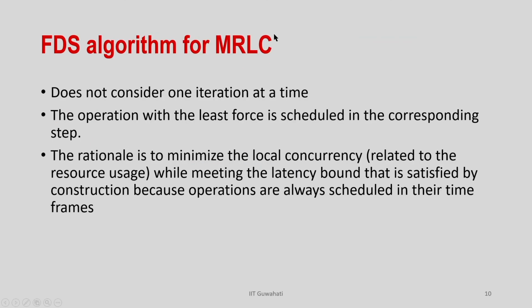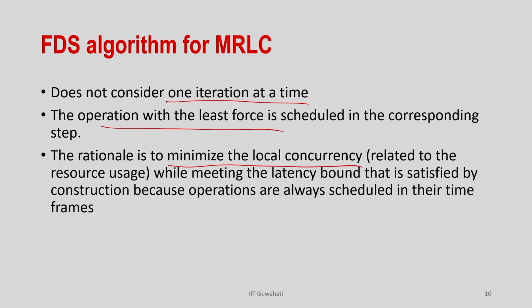So, what I have understood is that this does not take one iteration at a time, rather it takes one operation at a time. The operation with the least force is scheduled in the corresponding time stamp. And why am I taking the least one? Because I want to minimize the resource. Concurrency is basically the number of resources. If there are 3 operations running in a time stamp, I need 3 resources, but if the concurrency is 1, I need 1 resource.